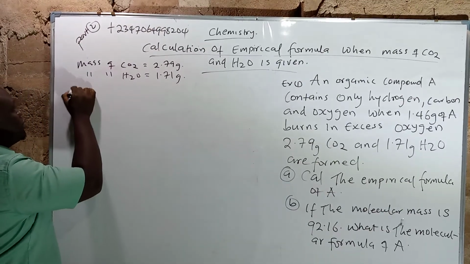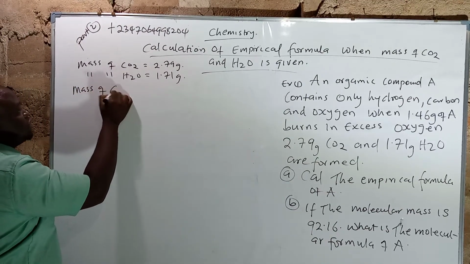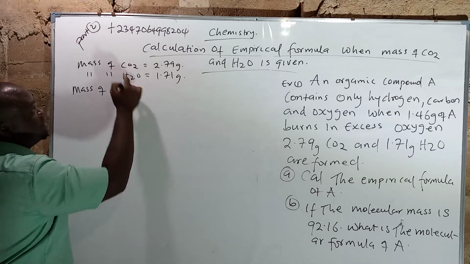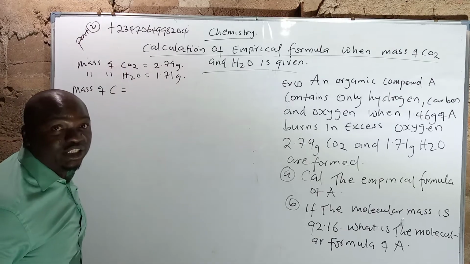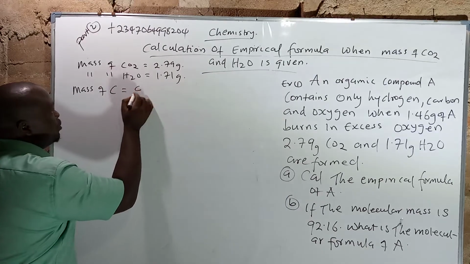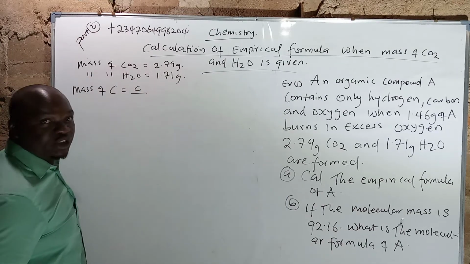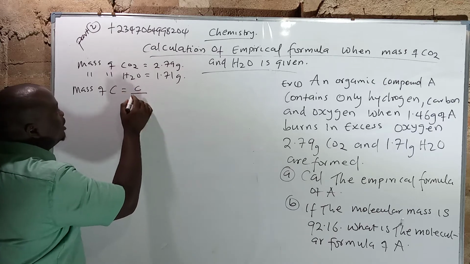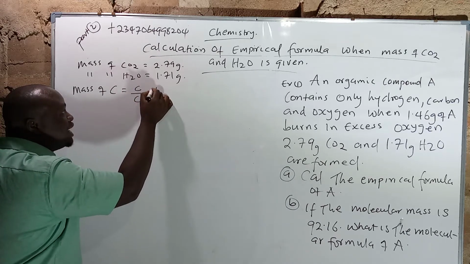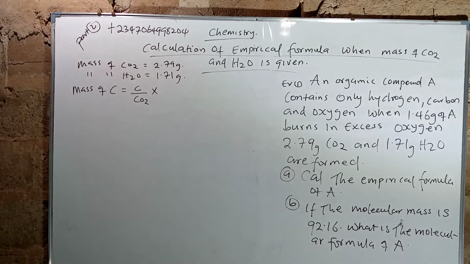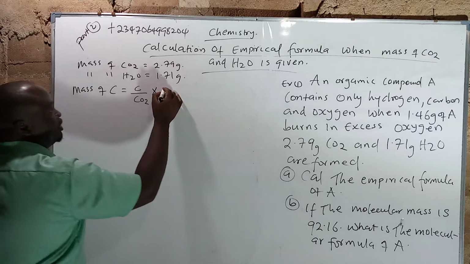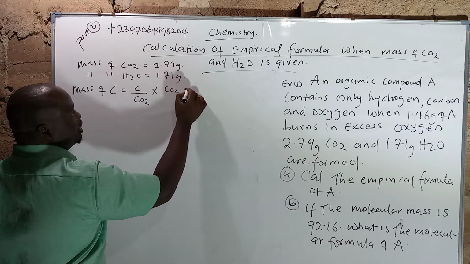And for you to get the mass of carbon, what you need to do is, in CO2, how many carbon do you see? One carbon. Of course, so you have one carbon all over the total CO2. So C all over CO2. Then you now times it by the mass given. This is important. Please pay attention. So you have to times it by the mass of CO2 already given.